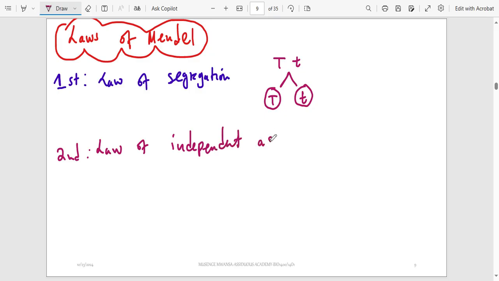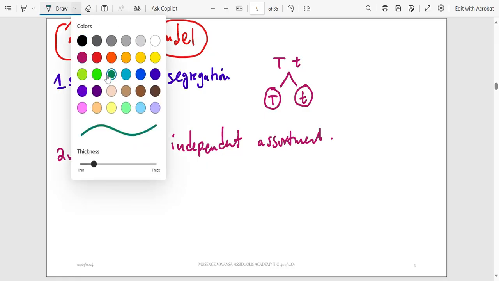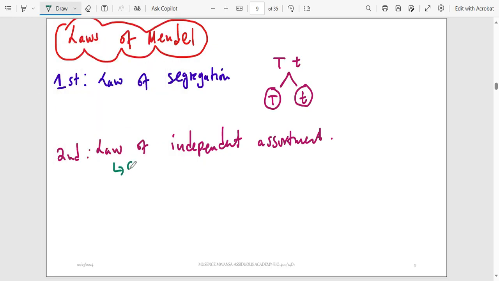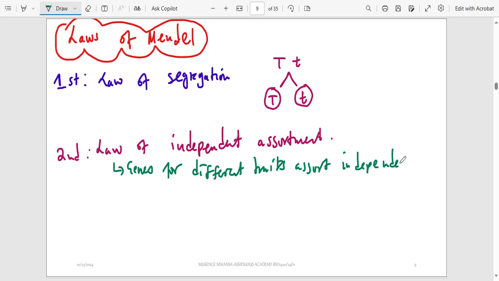Law of independent assortment. This law tells us that genes for different traits assort independently. This is an important law. Genes for different traits assort independently. It's actually this same law that we are going to prove by what we call the chi-square table. So what does this mean?